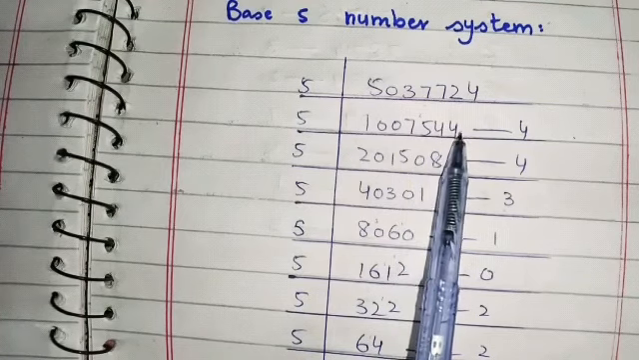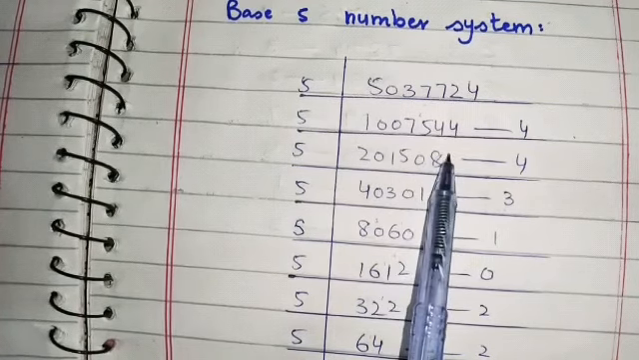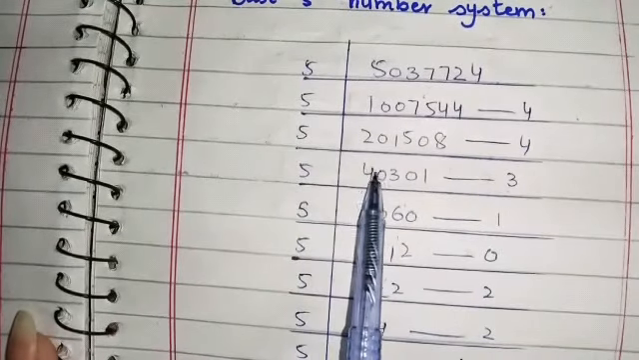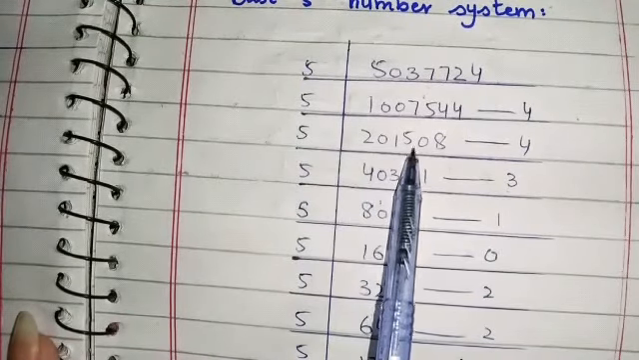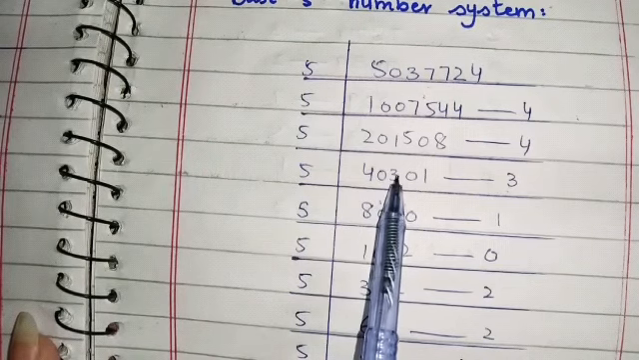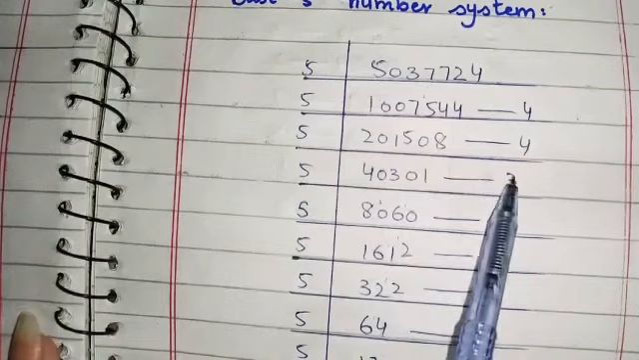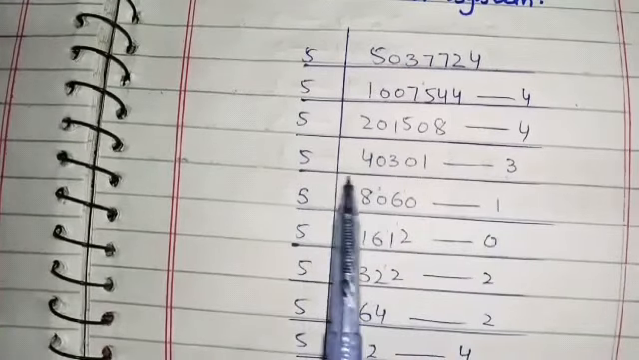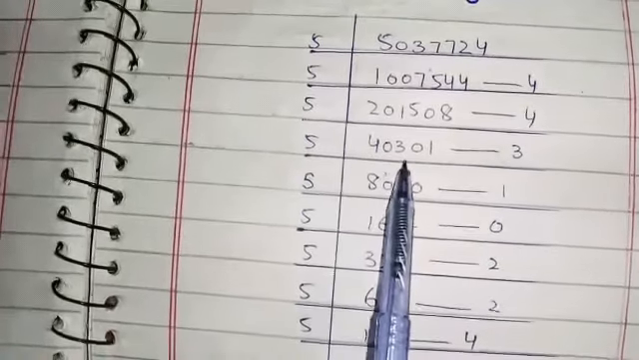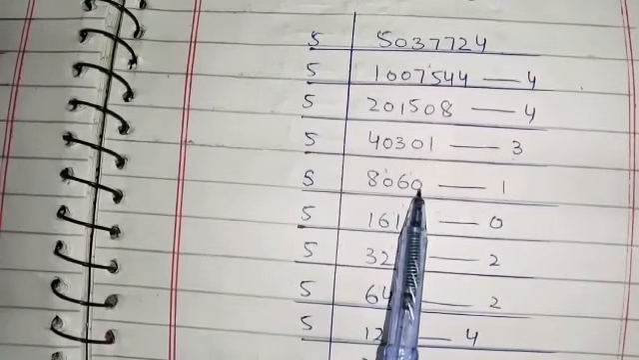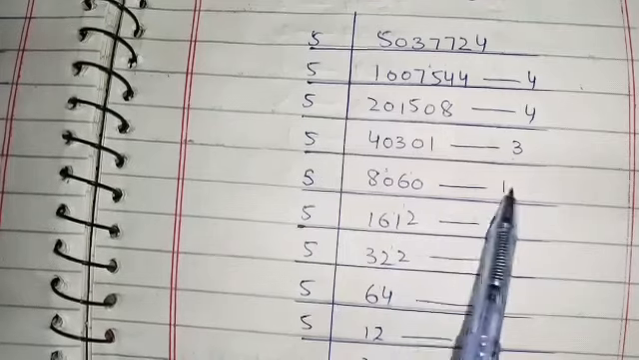We are taking 2 digits at the same time, so we will write here 0, and 5 8s are 40, and 4 is our remainder. 5 4s are 20. We are taking 2 digits at the same time, so we will write here 0, 2, then 5 3s are 15, 0 we will write as it is. 5 1s are 5, and 3 is the remainder. Then 5 8s are 40. We are taking 2 digits at the same time. We will write here 0, 2 6s are 30. We will write here 0, and 1 is our remainder.